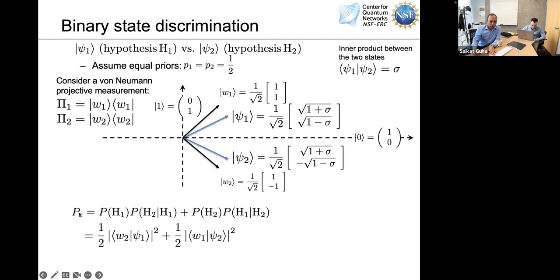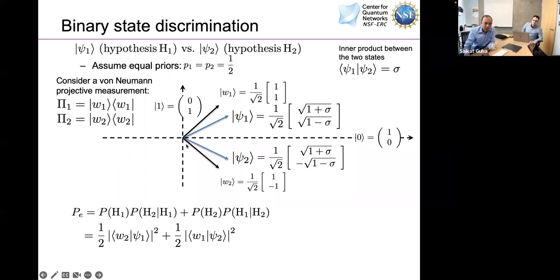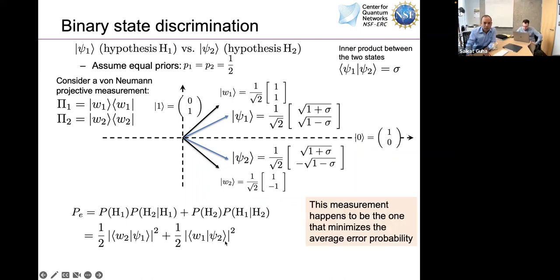The probability of error is, let me take equal priors for the 2 inputs. So probability that hypothesis 1 is true times the probability you make an error given hypothesis 1 is true. So what is the probability of error given hypothesis 1 is true? Well, if hypothesis 1 is true, meaning I have given you the state psi1, but by chance your measurement gave you the W2 answer, which we know is the magnitude squared of the inner product of psi1 and W2. And then the second term is 1/2, the probability hypothesis 2 is true, times the probability you make an error. And this measurement, by the way, happens to be the one that achieves the minimum probability of error.